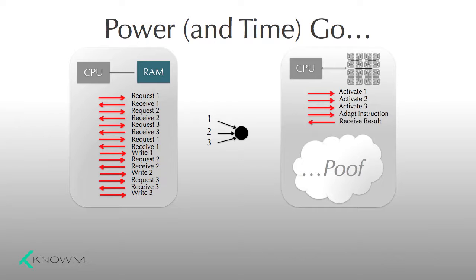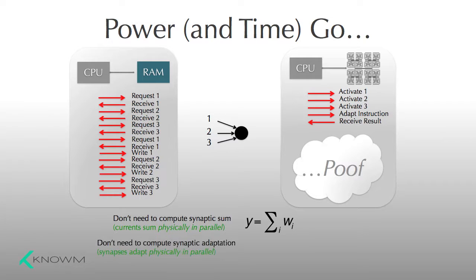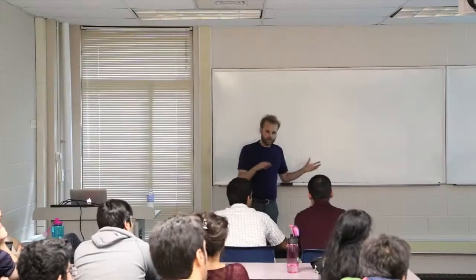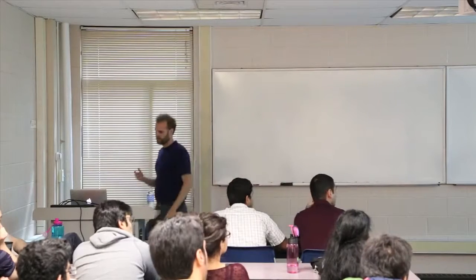I want synapse 1, 2, and 3 to interact. Turn them on. Give them the adaptation instruction, get the result back. Okay? The synaptic sum happens for free because currents naturally sum, and the adaptation happens for free because the memristors are adapting as we're using them. Okay? And so it all gets reduced to communication within the chip, and all that other communication, having to read and write memory, goes away. Okay? So you save a lot of time and power.